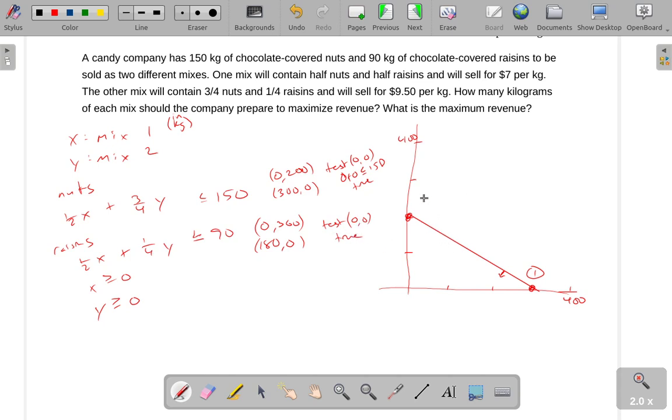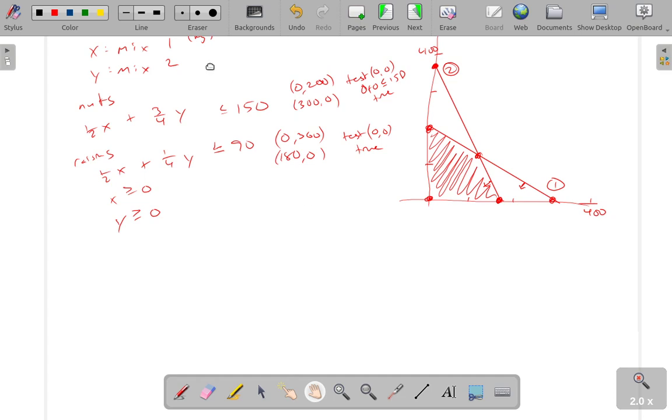So 0, 360, let's see, 300 is there, 350 is there, a little bit higher than that, 360. 180, 0 is going to be approximately here. And so that line looks something like this. That's line 2, and again, we'll shade toward the origin. So our feasible region looks like this. And again, we end up with 4 corner points. Our 4 corner points, let me change colors here, are 1, 2, 3, 4.